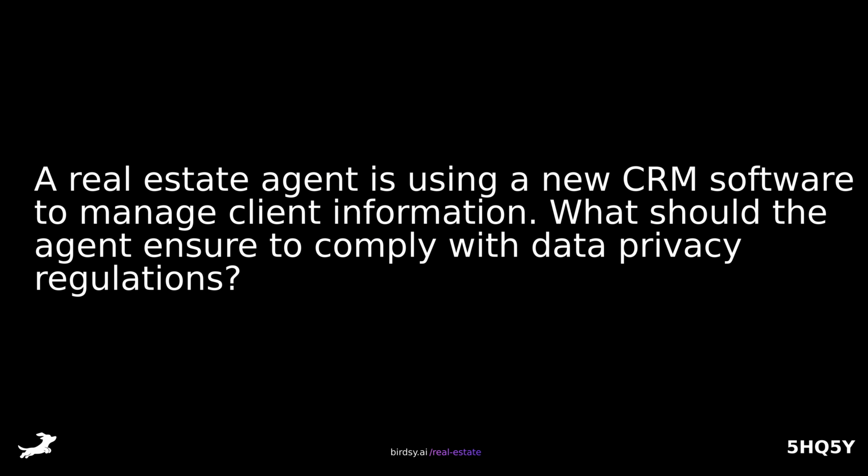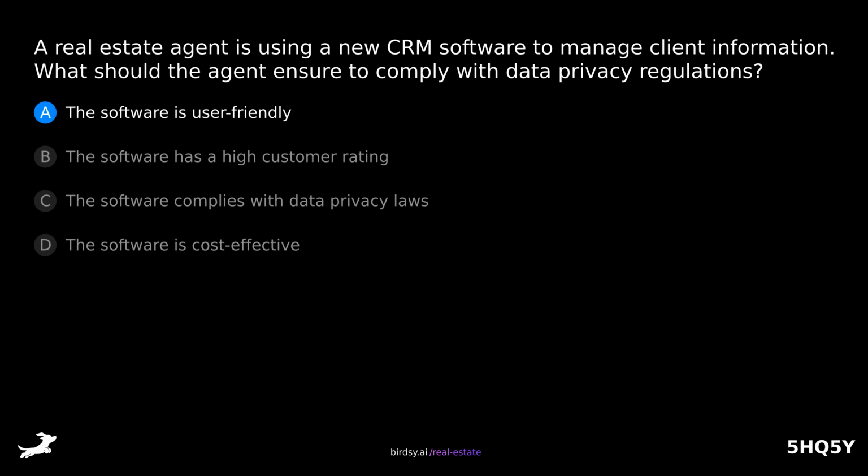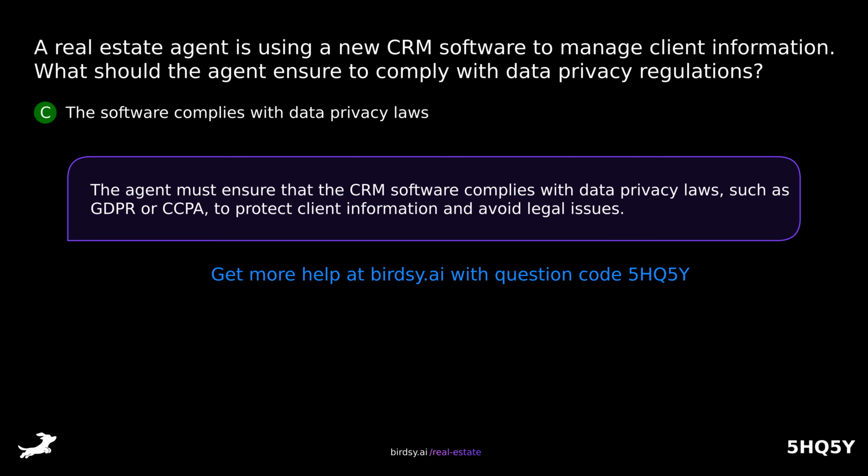A real estate agent is using a new CRM software to manage client information. What should the agent ensure to comply with data privacy regulations? Is it A, the software is user-friendly, B, the software has a high customer rating, C, the software complies with data privacy laws, or D, the software is cost-effective? The answer is C, the software complies with data privacy laws. The agent must ensure that the CRM software complies with data privacy laws, such as GDPR or CCPA, to protect client information and avoid legal issues.